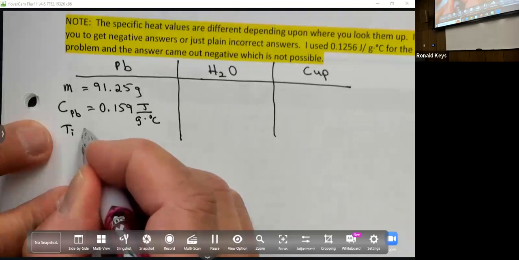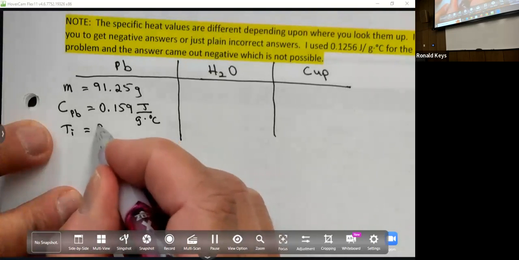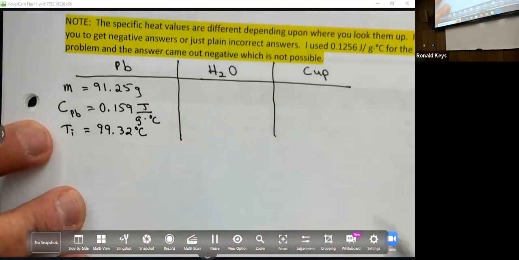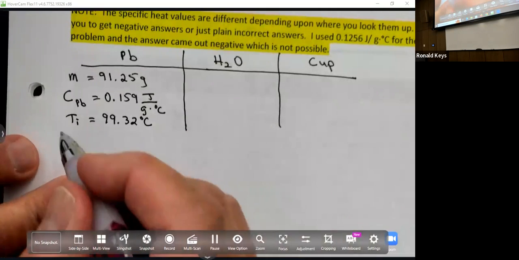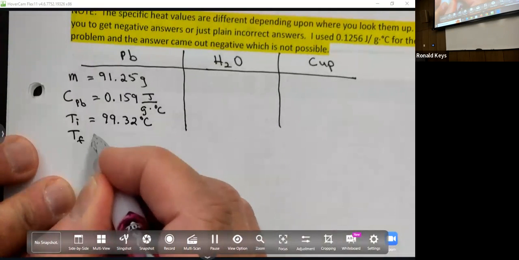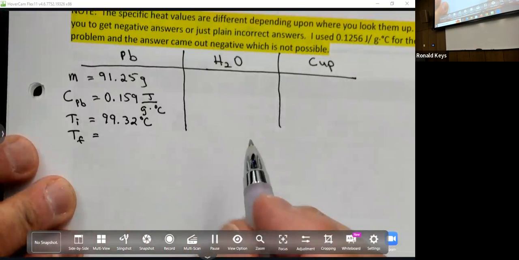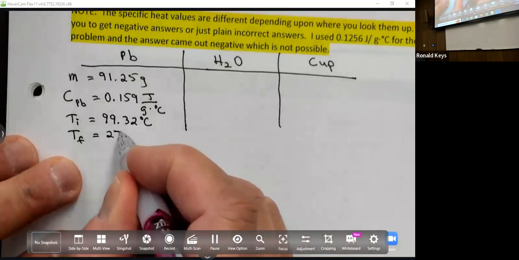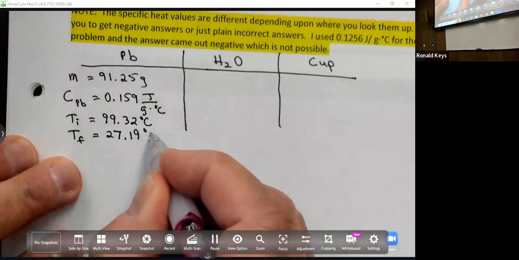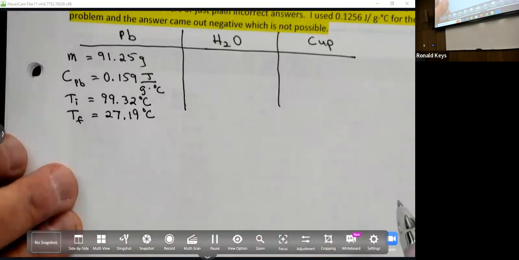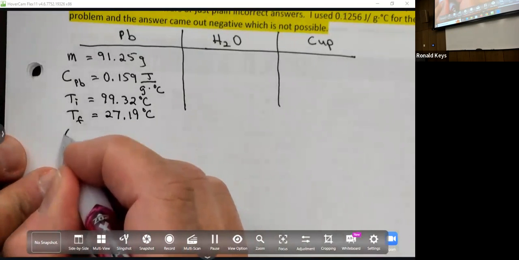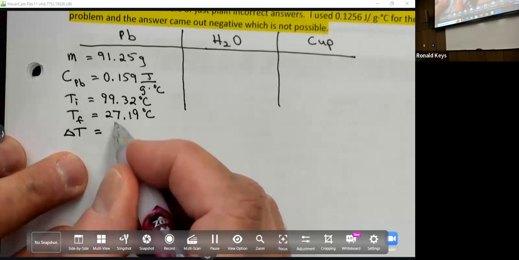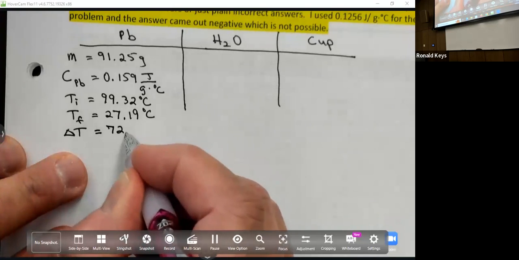Our initial temperature is 99.32. Our final temperature is, everything's going to be the same, 27.19. Let's just do our change in temperature. We'll put that into the equation. So my temperature changed by 72.13.